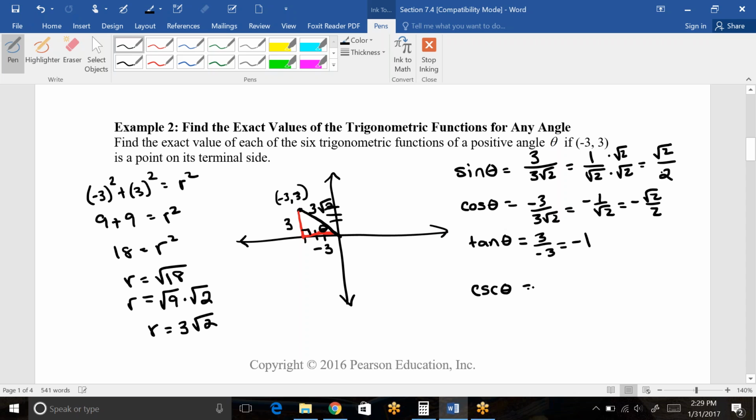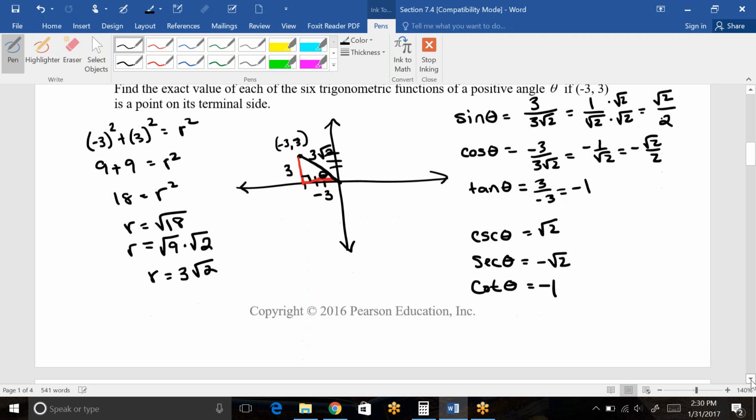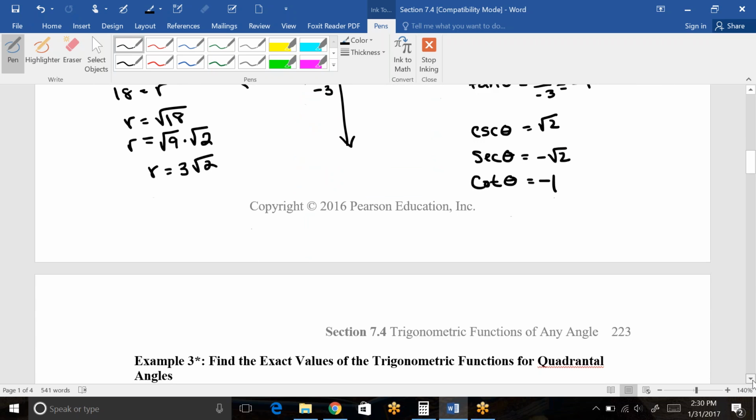Cosecant, you flip sine, but I would flip it right here before you rationalize, because that makes you not have to rationalize again. So 1 over the square root of 2, if we flip it, would be square root of 2 over 1, so that's easy. Secant of theta is the reciprocal of cosine. So again, use it before you rationalize. So that would be negative square root of 2 if we flip that. And cotangent is the reciprocal of tangent, which is negative 1. If you flip negative 1, it's still going to be negative 1. So there are all of those.